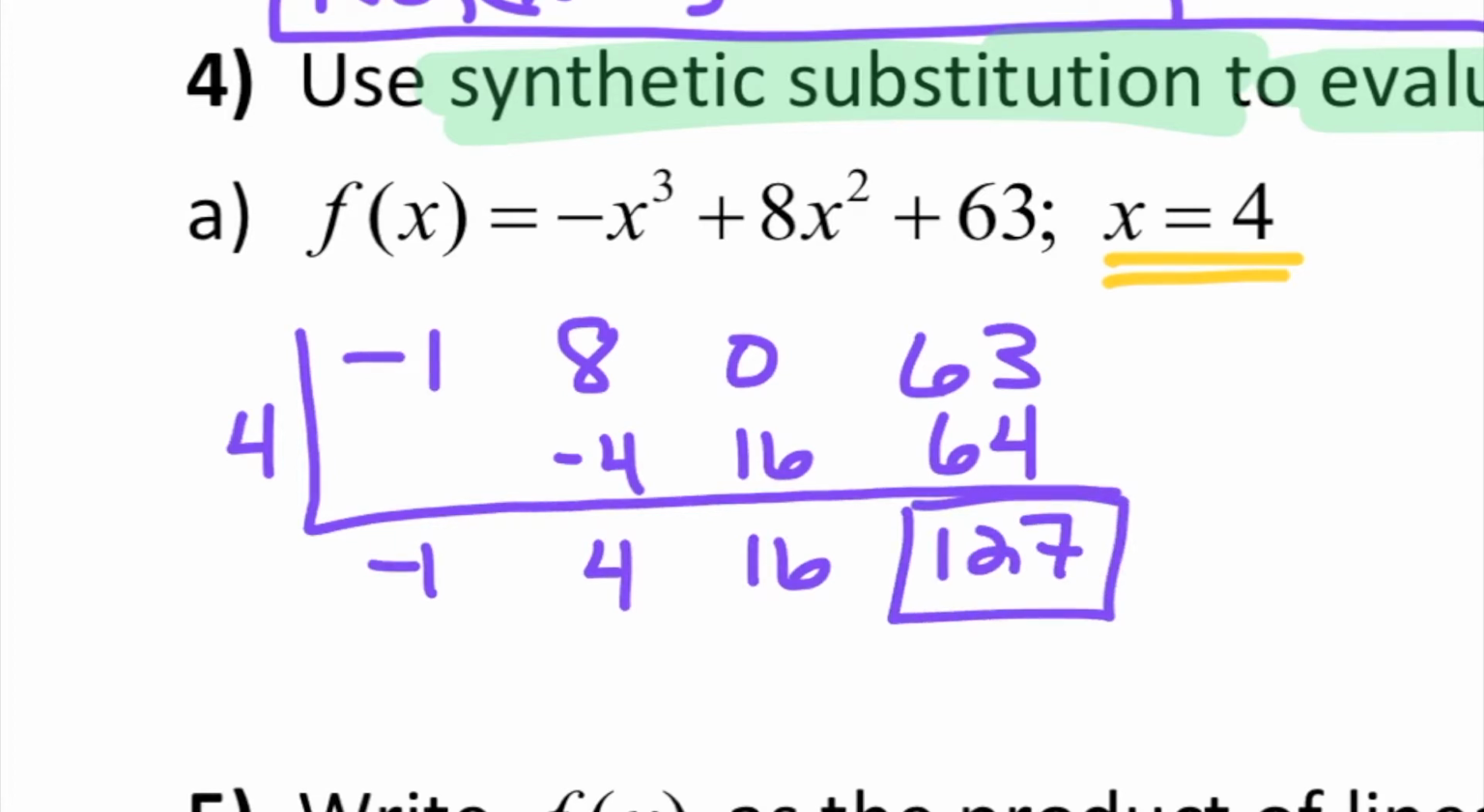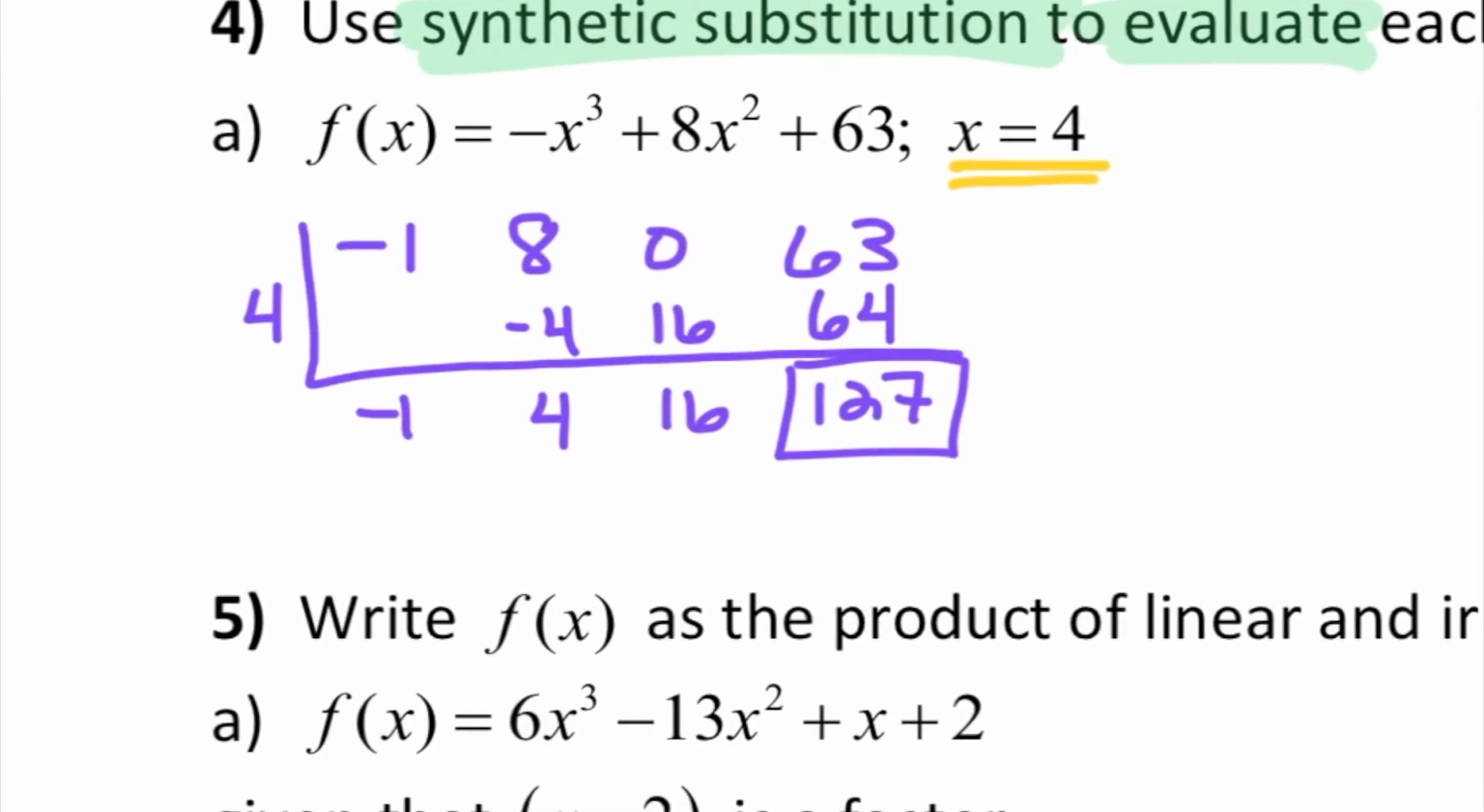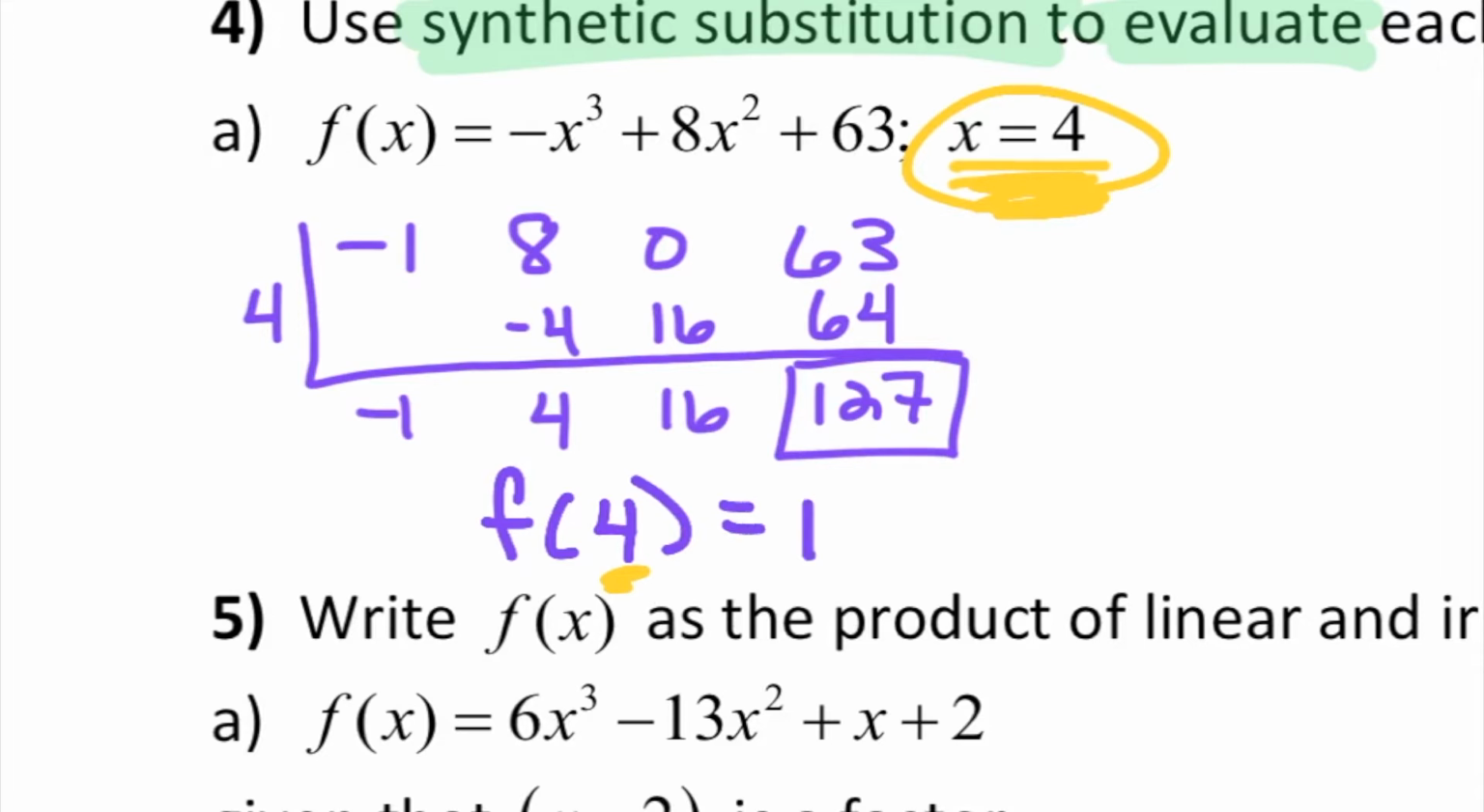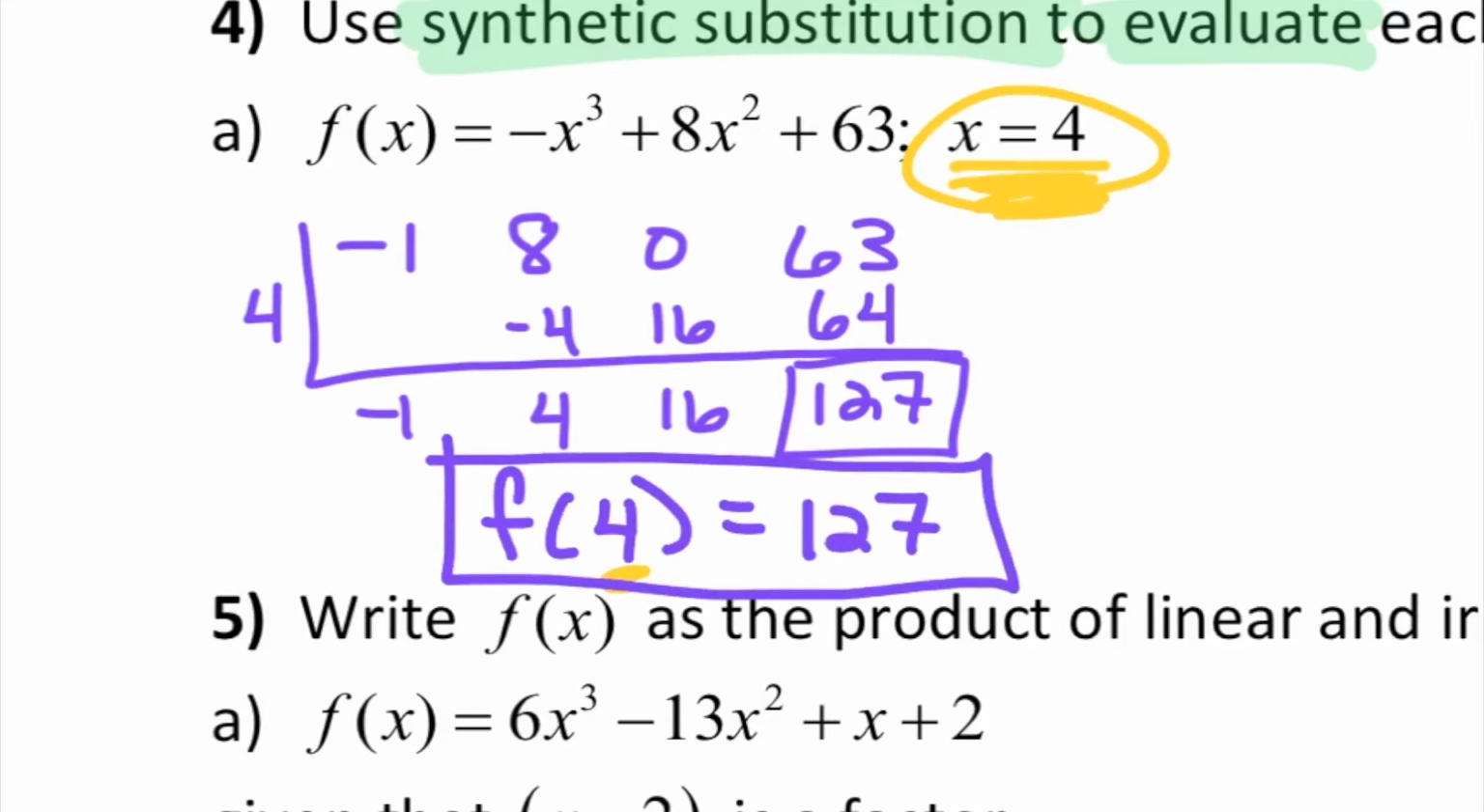Now, you're not done. Make sure that when you write your answer that you put it in function notation. f of 4, remember that's the number that you divided by up here, f of 4 is equal to 127, and that's really how you want to write your answer to the synthetic substitution problems.